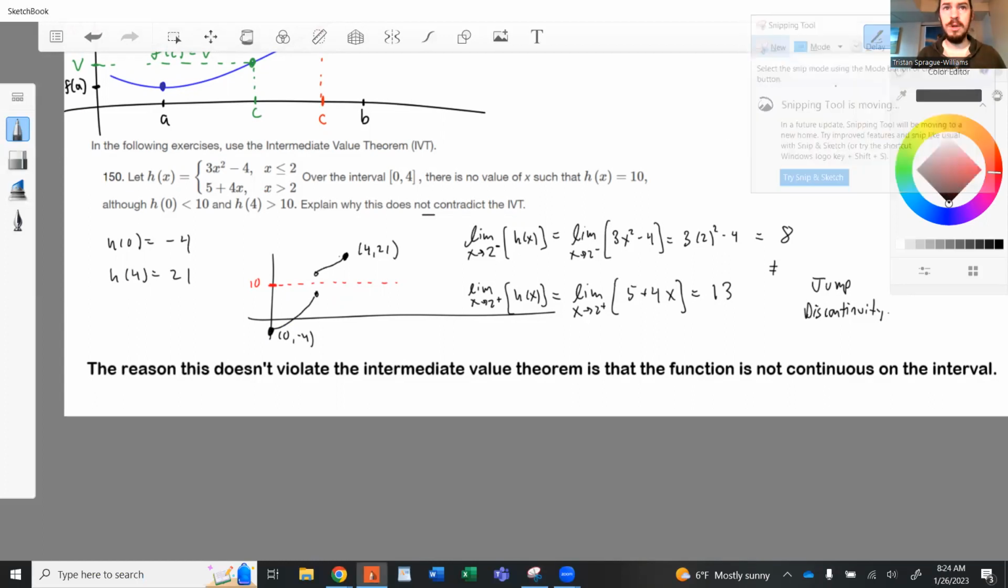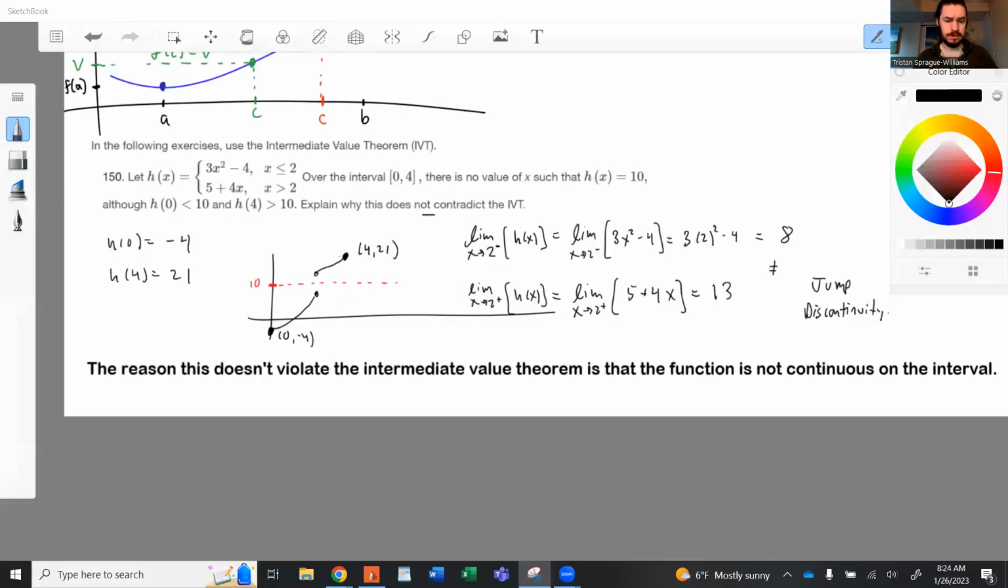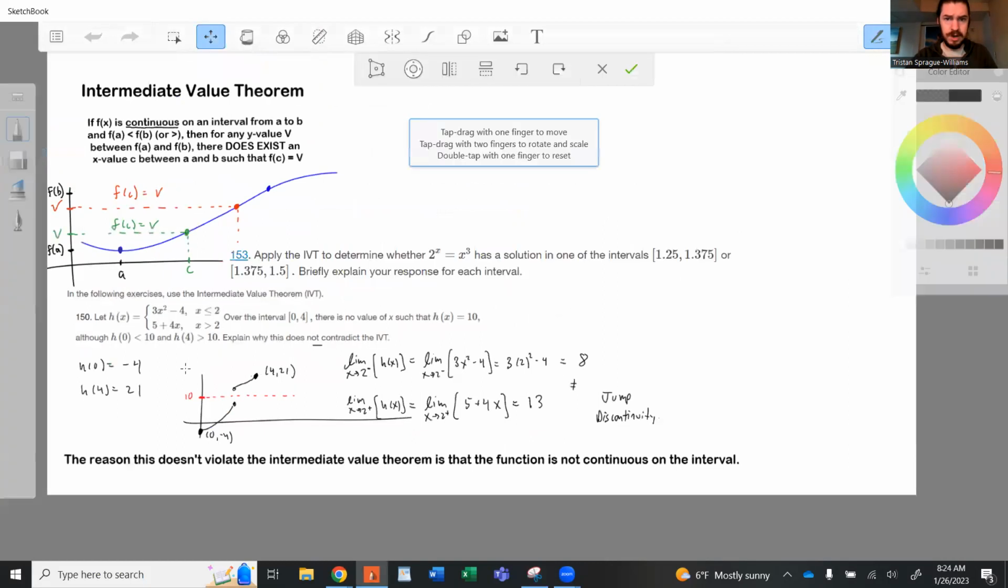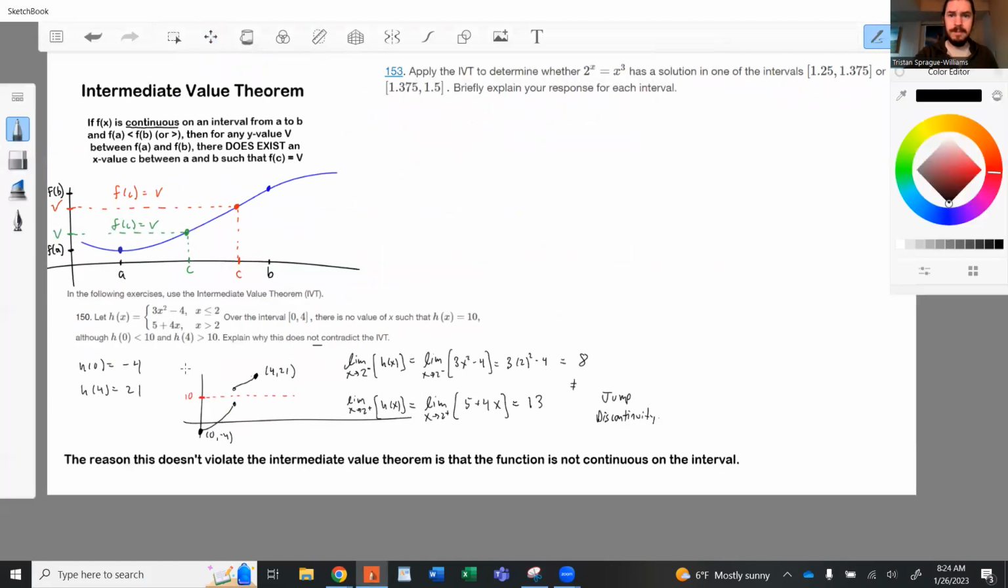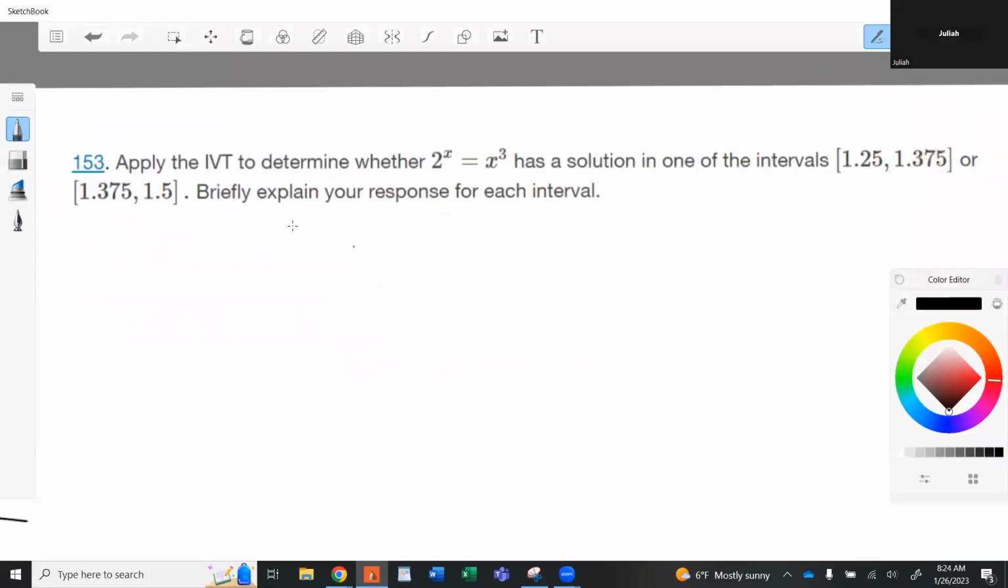We'll look at one more real quick. I believe, did I assign you guys 153? I've assigned 153 in the past. I think I assigned 153. This one. Does this look familiar? Yes, you did. I did. Okay, great.